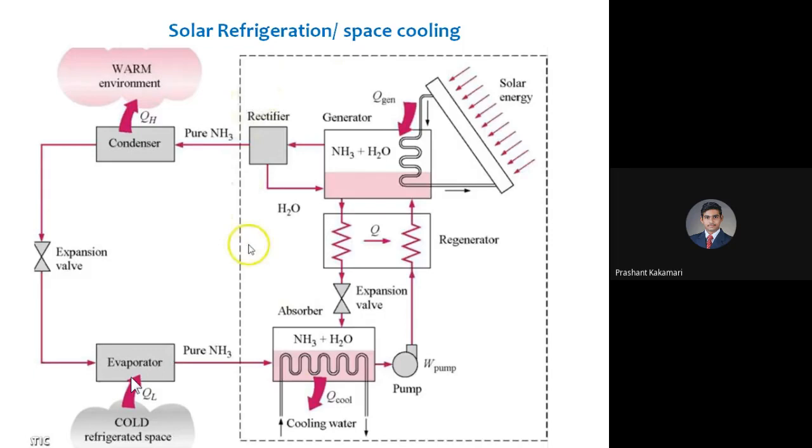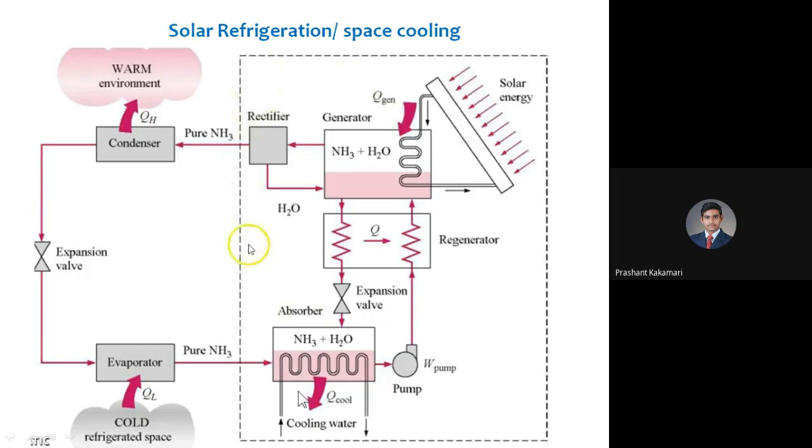So coming to the parts, the evaporator, as I told, will be placed in the cooling space. This will be extracting the heat from the cooling space. Whatever heat should be removed from the cooling space will be removed by this evaporator. And in the evaporator, as the name indicates, the liquid refrigerant like ammonia will be converted into vapor form. That will be supplied to the absorber part.